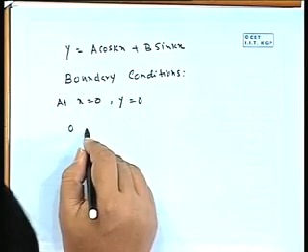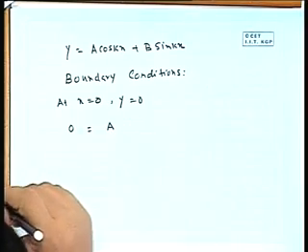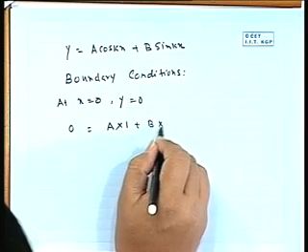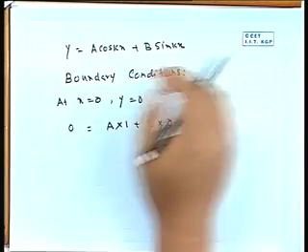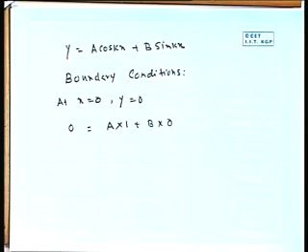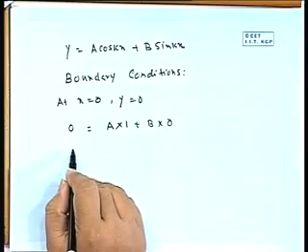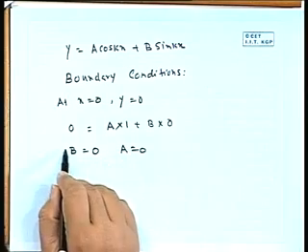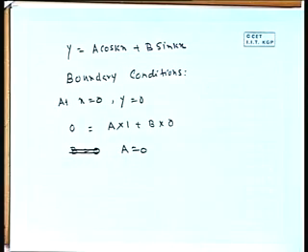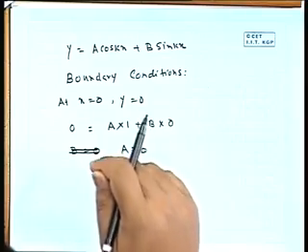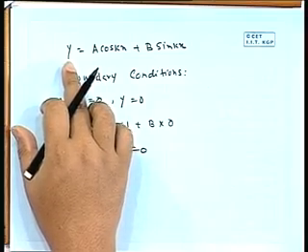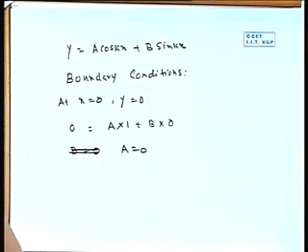So if we put it, A cos 0, cos 0 will be how much? 1, and B sin 0 will be 0. So if we put x equal to 0, sin 0 equal to 0 and cos 0 is equal to 1. So from here we can write A is equal to 0, because with B we are multiplying 0. Now if A equal to 0, your expression of y will be B sin kx, right.